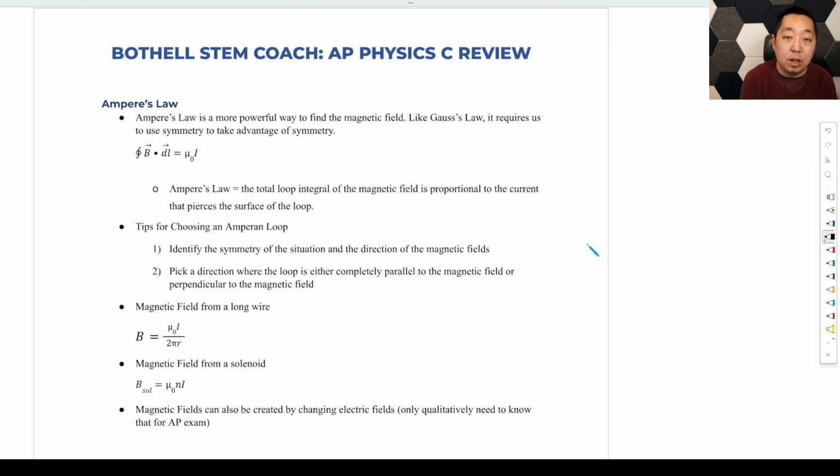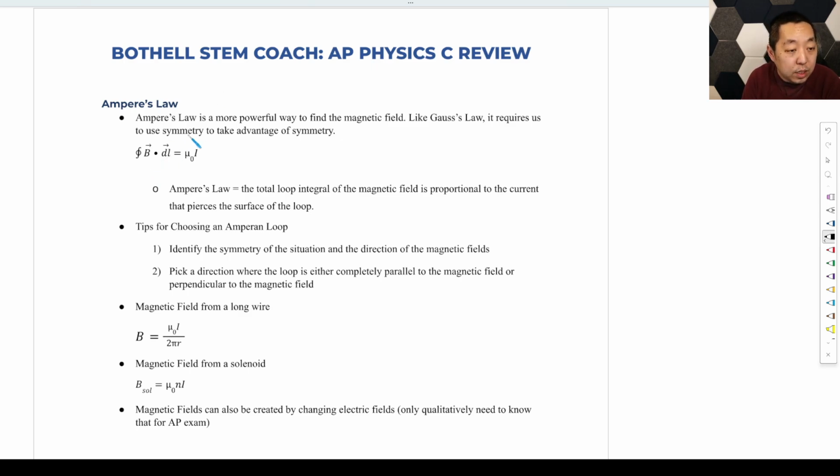And so Ampere's law kind of falls into that. It's a powerful way to do it. And like Gauss's law, it requires us to use symmetry and take advantage of symmetry. You have to know how the magnetic fields are oriented, and then you can use a nice trick.